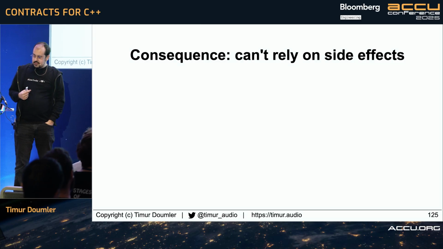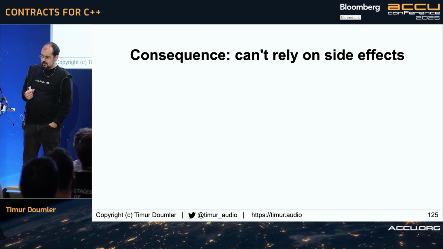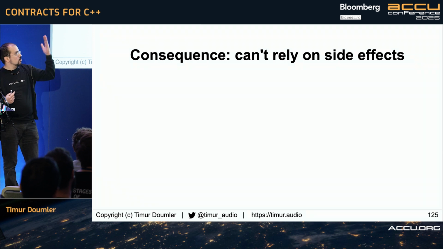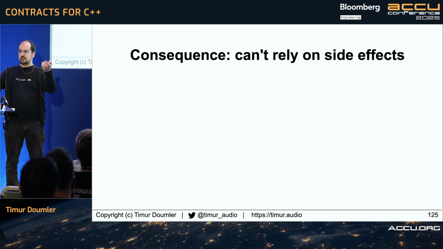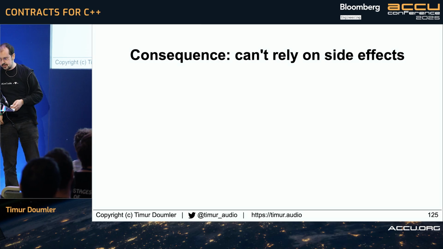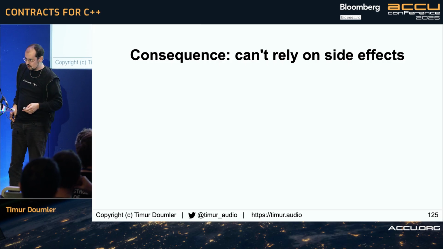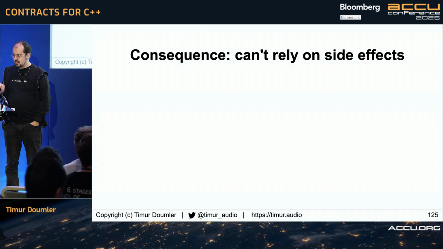With the consequence that if you can get the checks once or twice or not at all, and you don't really know, you can't rely on any side effects of those checks happening. And there was another question, I think, from you there in the back. What happens when your assertions have side effects? That's not something you should normally have, but if you do, you cannot rely on them happening.